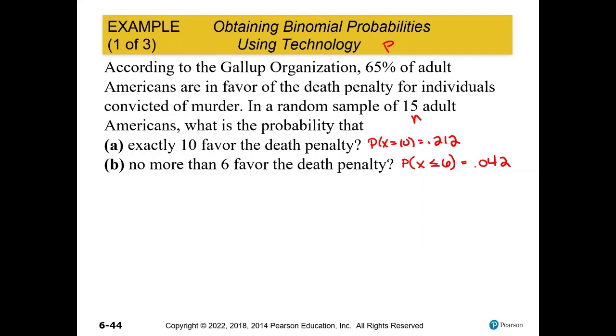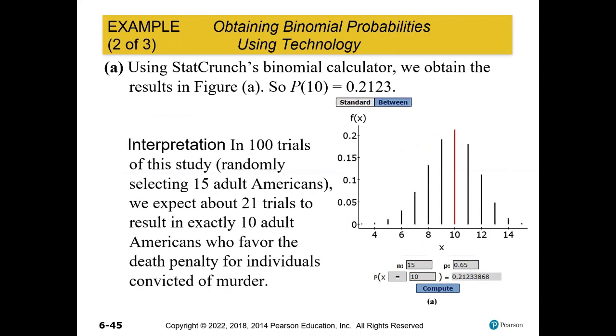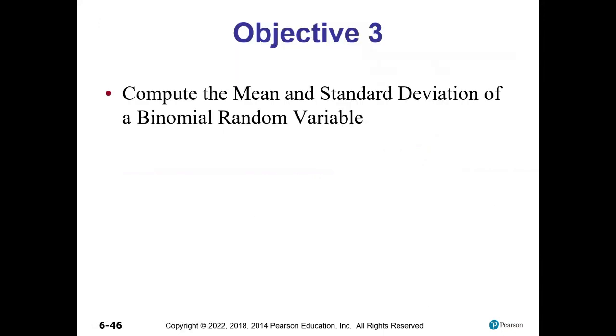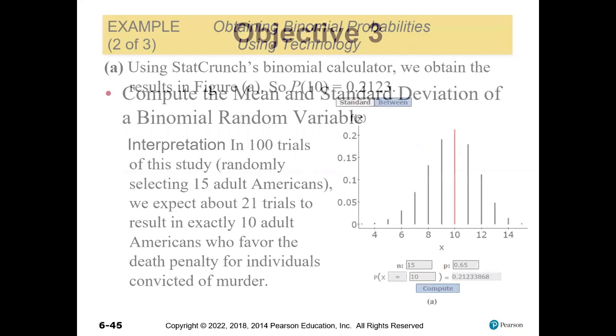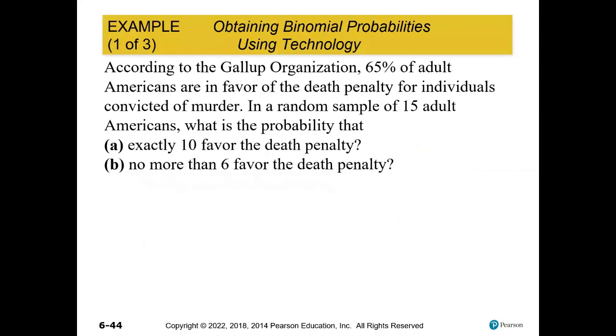Okay, and then I have the graphs copied over here. You can see here, exactly 10 was 0.212. So out of 100, 21 out of 100. If I did it out of 1,000, 212 out of 1,000, I would get 10 out of my 15 to say they favored the death penalty. Oops, apparently I didn't put these answers up here. I apologize, but I did show you these answers.